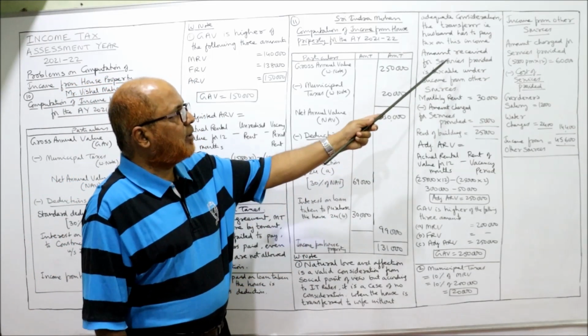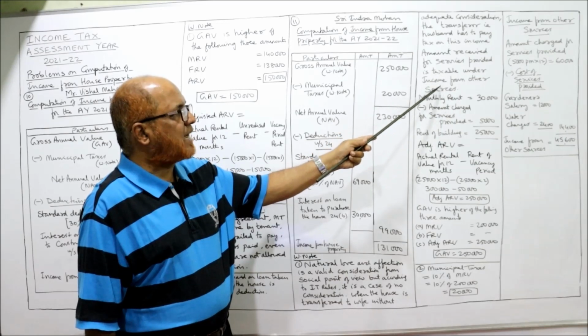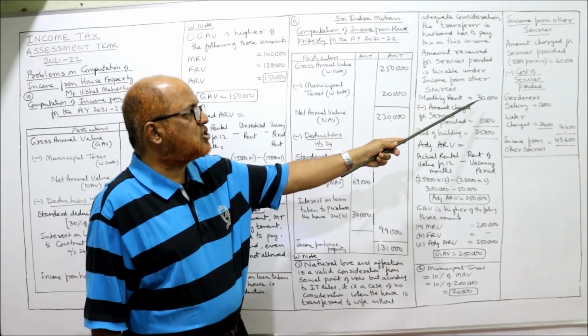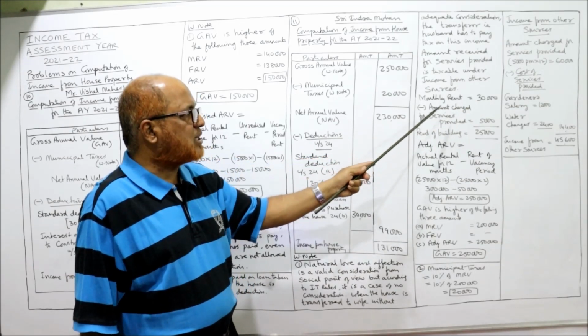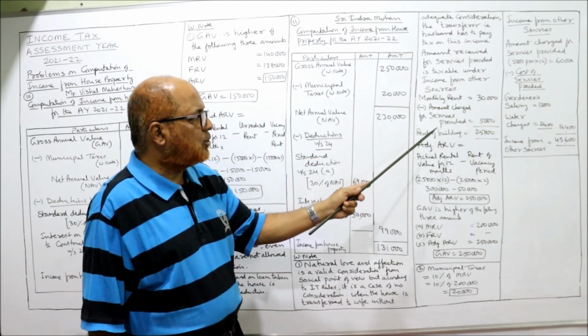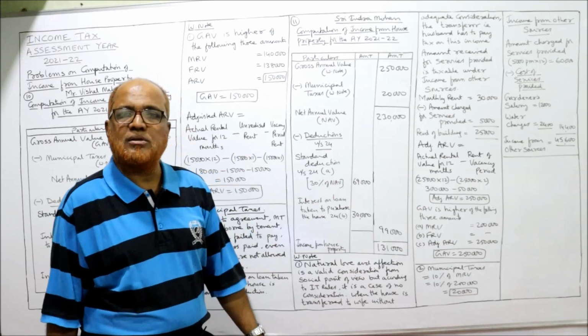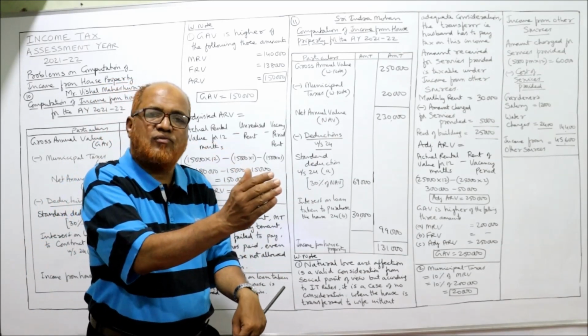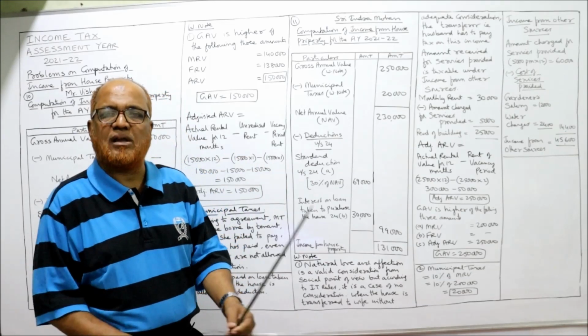Second, the amount received for services provided is taxable under income from other sources. Just now I told you. The monthly rent charge is 30,000. The amount charged for services provided is 5,000. The rent of the building is 25,000. We have segregated the 30,000: 25,000 for the building, 5,000 for services.